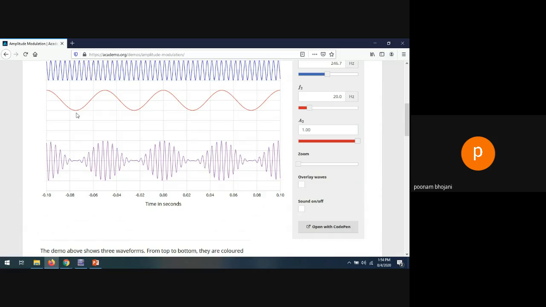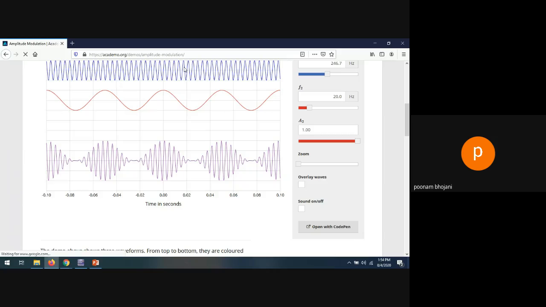Then after this point, again the amplitude of the message signal is increasing, so the carrier signal amplitude will also increase up to this point, right, up to this point. And after this point again it will be reducing up to this point, right? So what is happening, the carrier signal amplitude is following the shape or the amplitude of the message signal. That's why you are getting this type of signal.